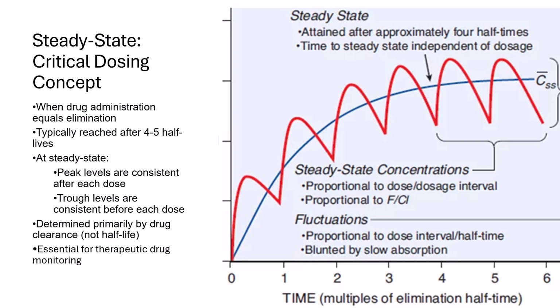Steady state occurs when the rate of drug administration equals the rate of elimination. Typically, steady state is reached after 4 to 5 half-lives of consistent dosing. At steady state, peak levels are consistent after each dose, and trough levels are consistent before each dose. Here's a key concept: steady-state concentration is determined primarily by drug clearance, not half-life. Many students mistakenly focus on half-life, but clearance is the key determinant.